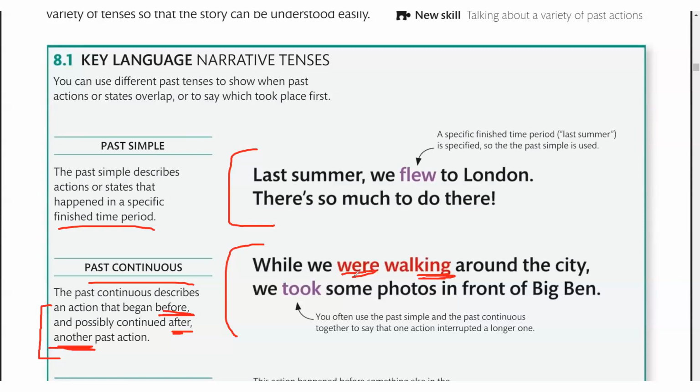It lets us know that while we were doing this, walking around the city, we took some photos in front of Big Ben. And took is just a completed action. We took it, it's over. But we're showing that one event happened before the other. Let's look at this little note because I like that it says we often use the simple past and the past continuous together to say that one action interrupted another or a longer one. So one action interrupted another one. So we have two events happening, but one interrupts another. While we were walking, what happened? We stopped to take photos. So that's why we can't simply just use the past simple tense.